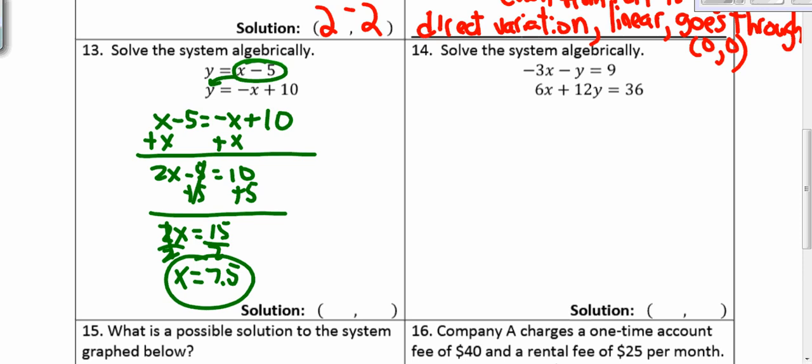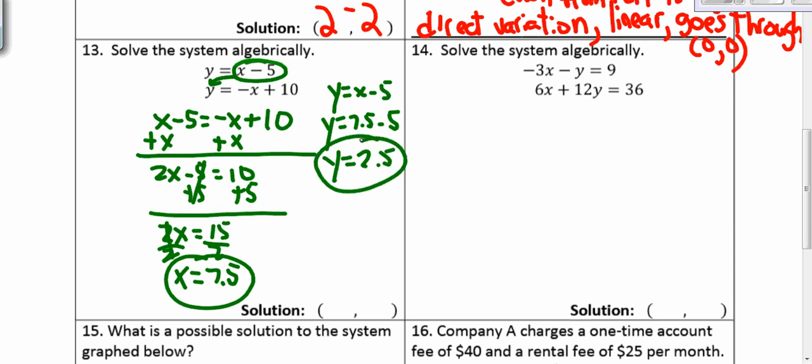Then I'm going to use the top equation, y equals x minus 5, and substitute the 7.5 in. And I am going to get 2.5. So my solution to this system is 7.5, 2.5. Congratulations. All right, number 14, solve the system algebraically.